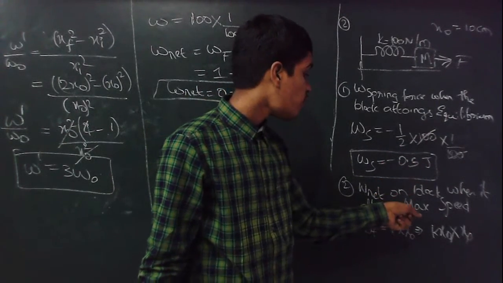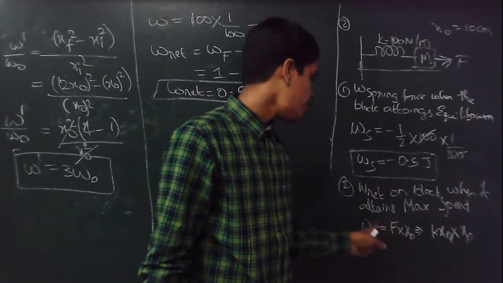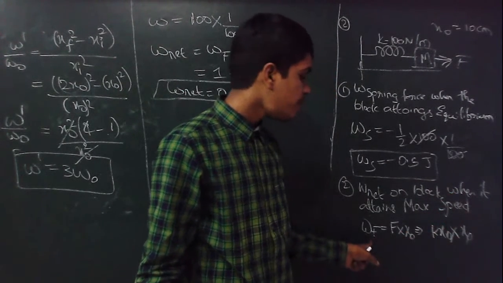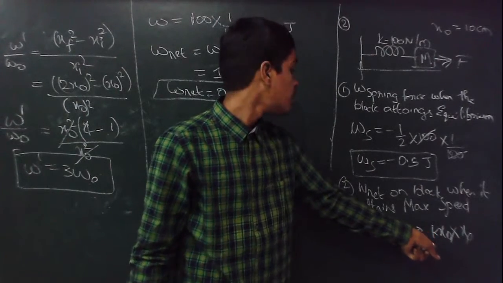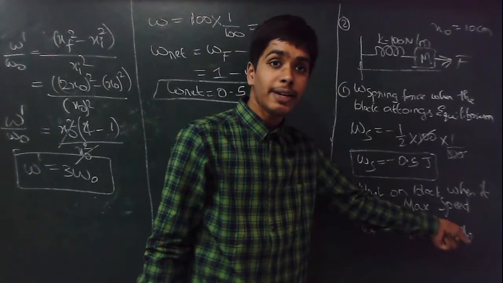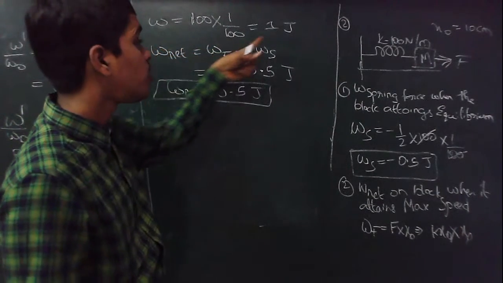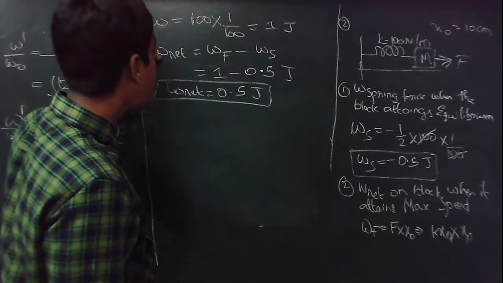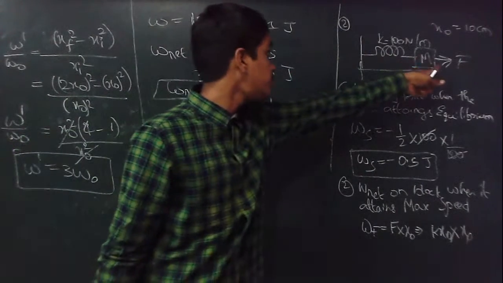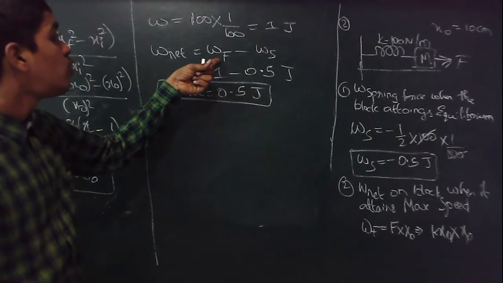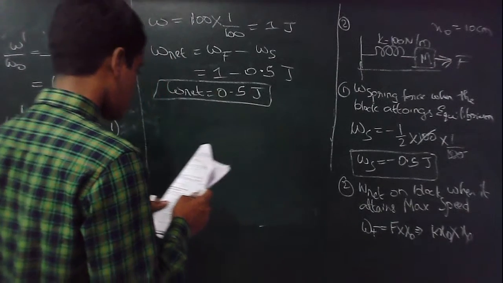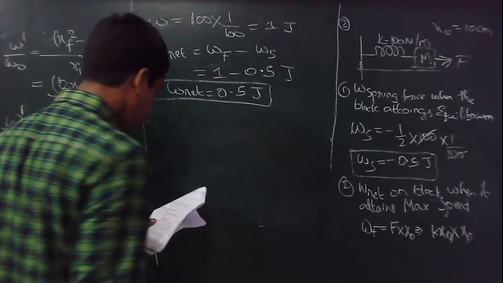Now W net on the block when it attains maximum speed. So W net is equal to F into X naught. That means P into X naught into X naught. That includes 100 into 100. So it includes 1 joule. W net is this minus this. That includes force minus of 0. So we will get the 0.5 joules.